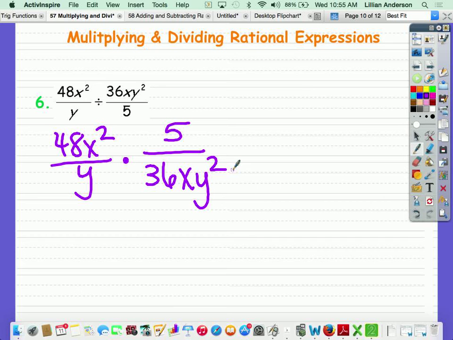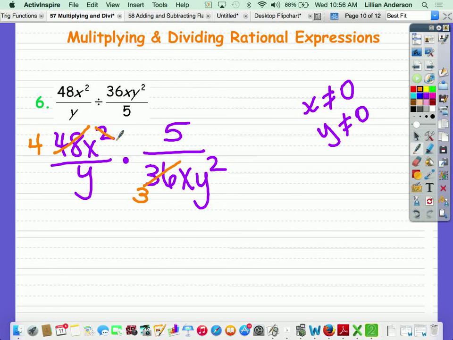Alright, my restrictions here will be x cannot equal what? 0. And y cannot equal 0. That's all good. Now, do they have anything in common with the top and the bottom? Yeah, 12. So if I take 12 out of these, what am I left with? 4 and 3. Anything else? No, because it's not an x squared, it's an x. They just have one x in common.